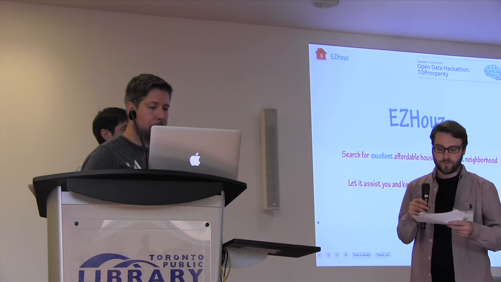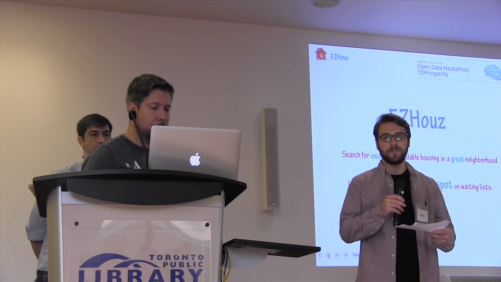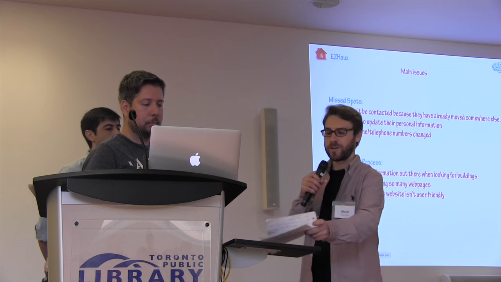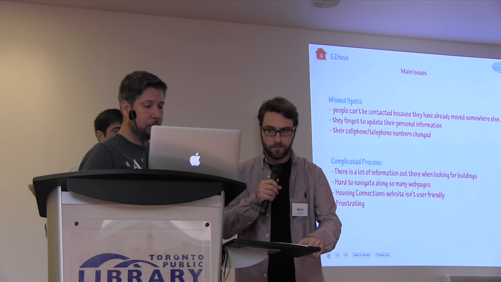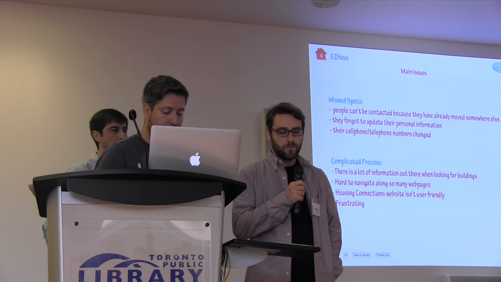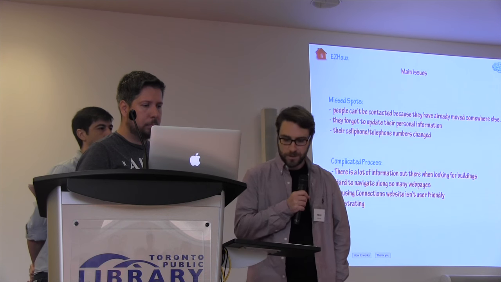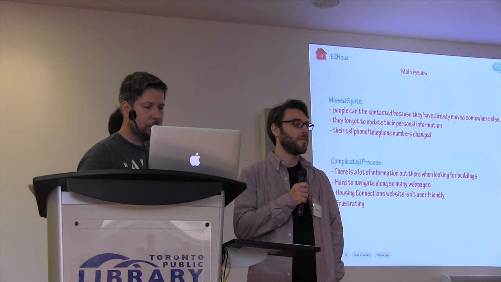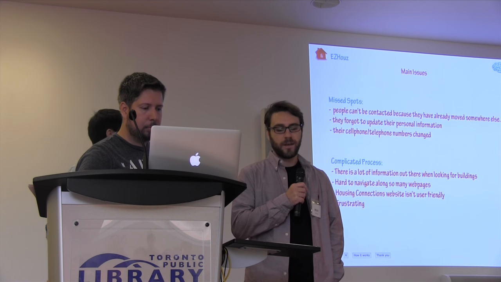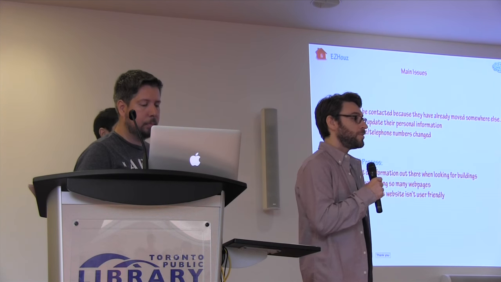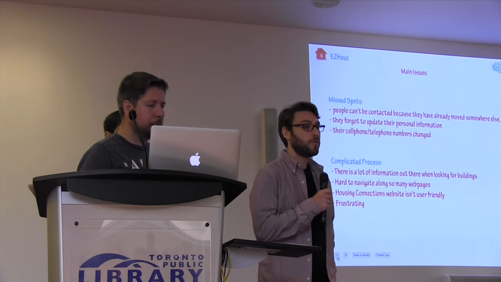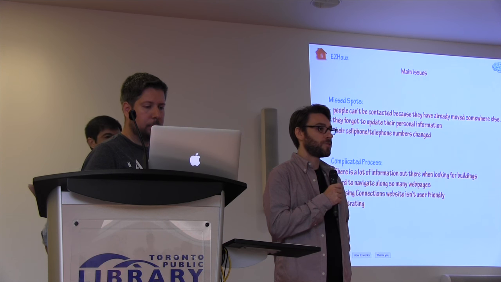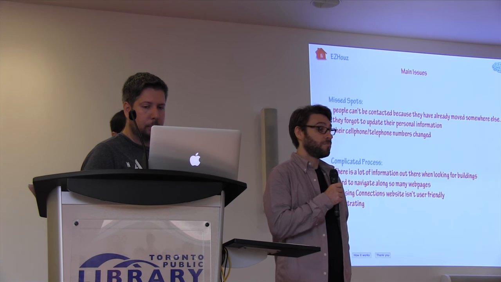Okay, so what are the problems with finding affordable housing? Well, we found two key issues we wanted to work on. Those issues were, one, missed spots. What I mean by that is that people cannot be contacted because they moved somewhere while they were on the waiting list, and they didn't update their information, or they weren't prompted to update their information. They changed their cell phone or telephone number, so they're on the waiting list and they can't be contacted at all. So they pretty much missed their spot, basically.